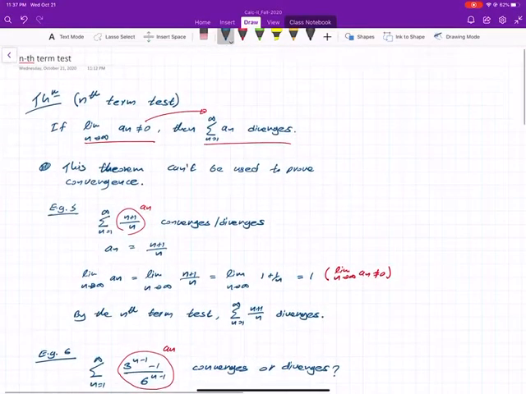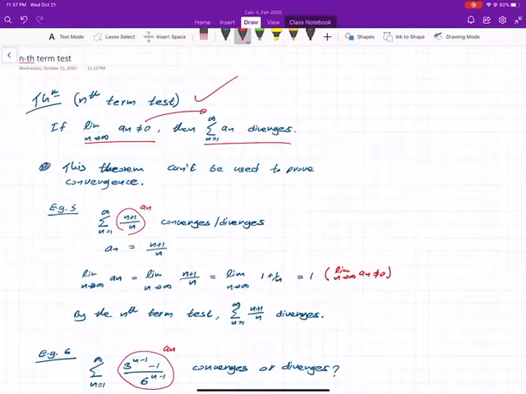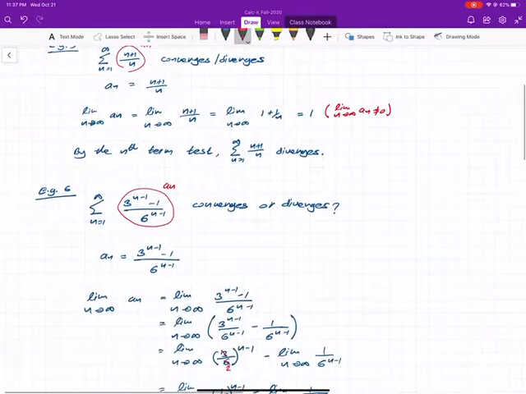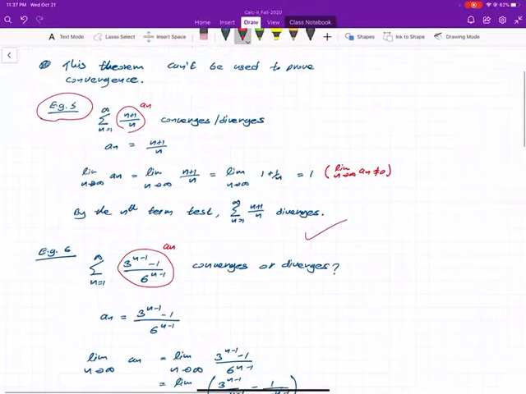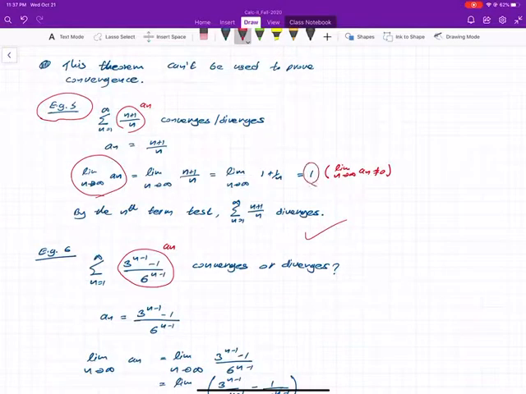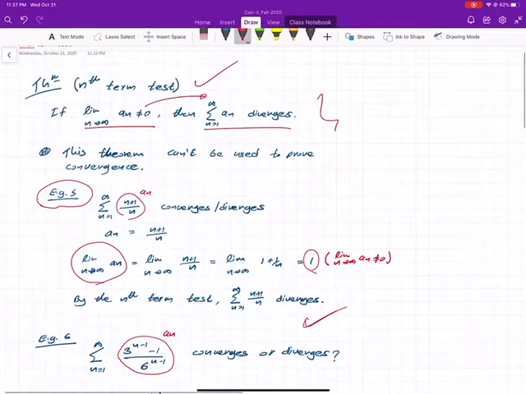Alright, so we discussed two problems under this title. This title is the n-th term test. The first example was example number 5 in this section. We showed that this series diverges because we got the limit as 1, which is not 0, so it diverges according to this theorem.